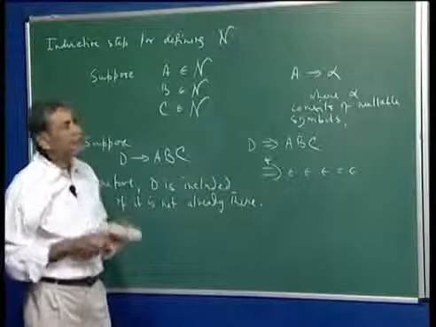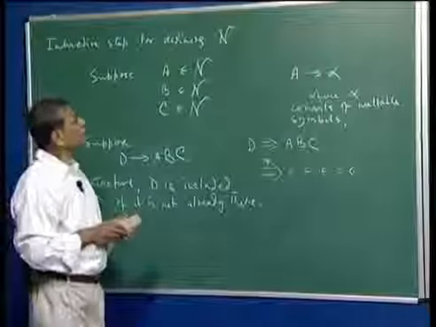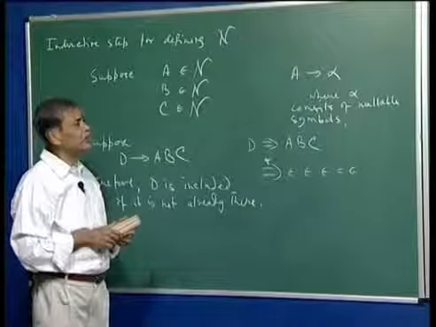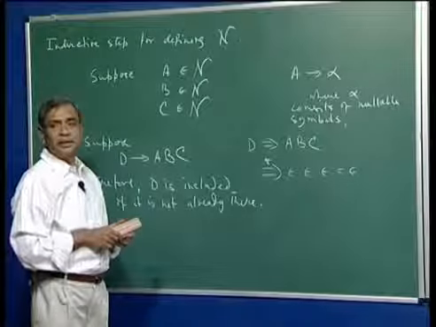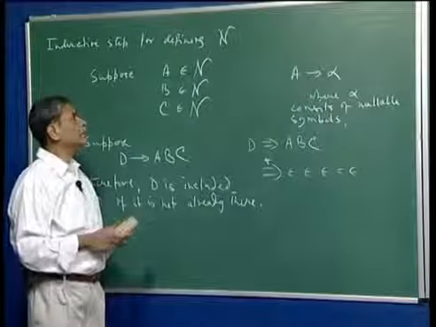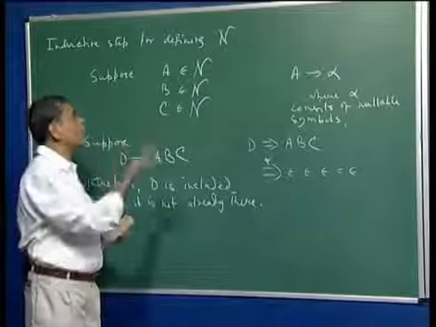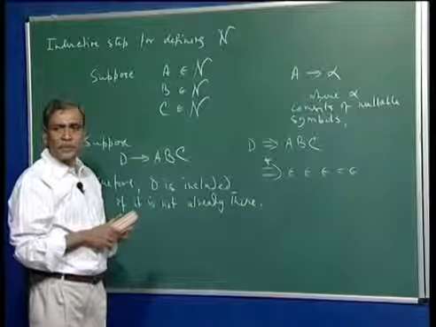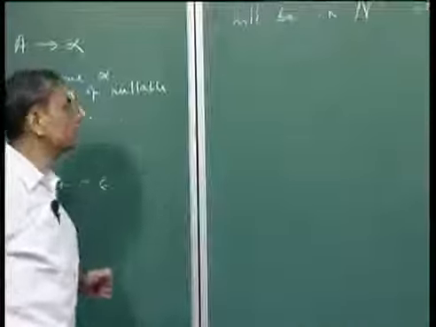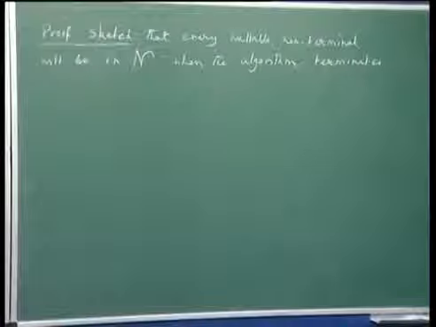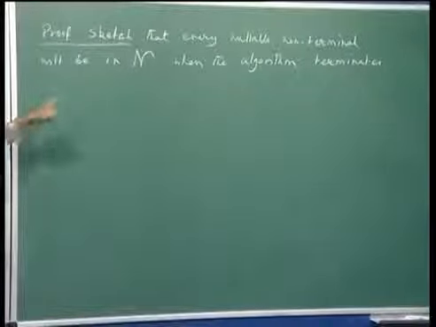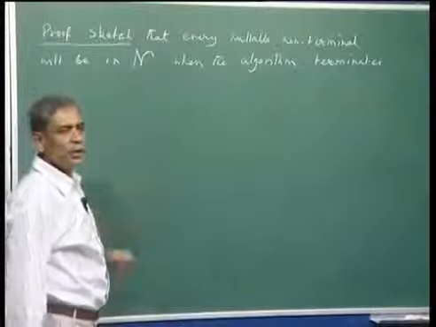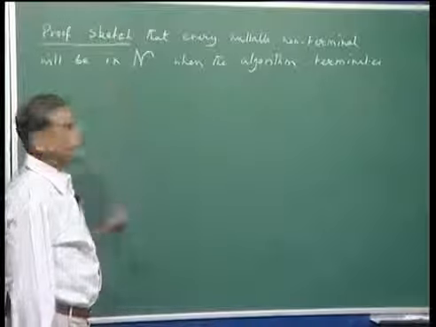The only question that you may ask is, is it possible that there is a non-terminal which is nullable, but which would not get into the set N because of the algorithm that we have used. Let us provide a proof sketch that every nullable non-terminal will be in N when the algorithm terminates, the algorithm which we have used to define script N.